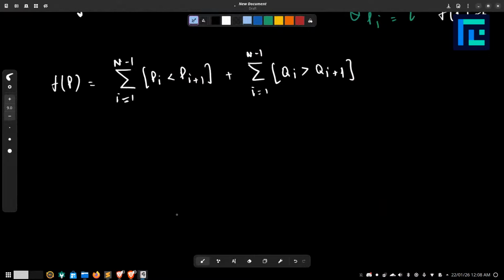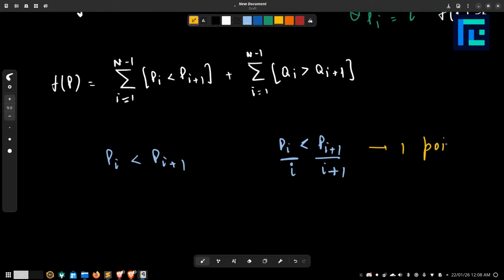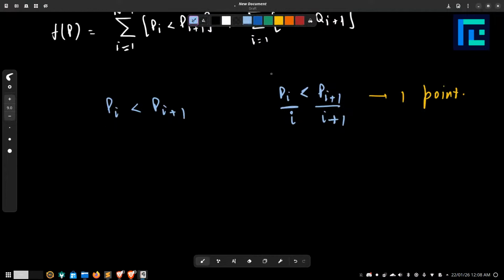Let's talk about it. We get a point if p i is less than p i plus 1. Let's say this was the ith index and this was the i plus 1th index, and here we had the value p i and here we had the value p i plus 1. So if p i is less than p i plus 1, we get 1 point. The other condition is q i is greater than q i plus 1. This is the ith index, this is the i plus 1th index. For this we get 1 point. So this is kind of straightforward.